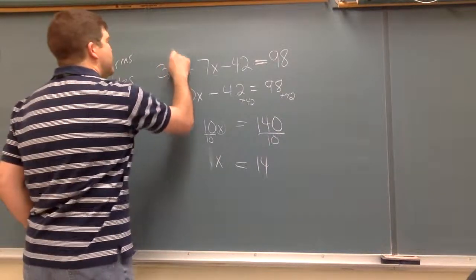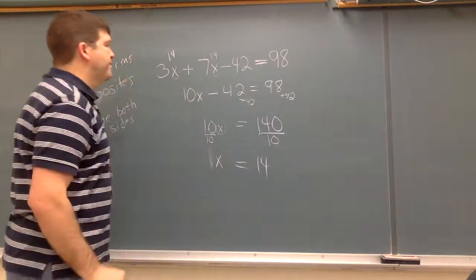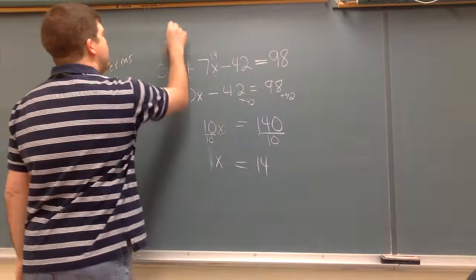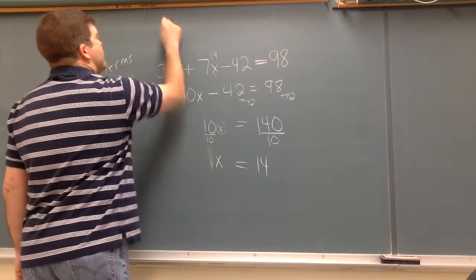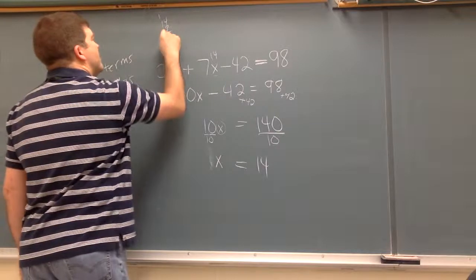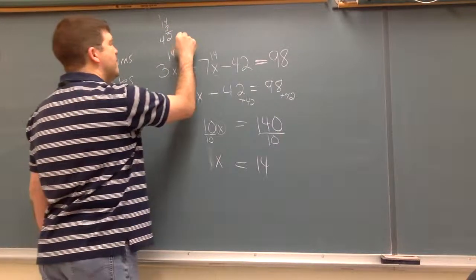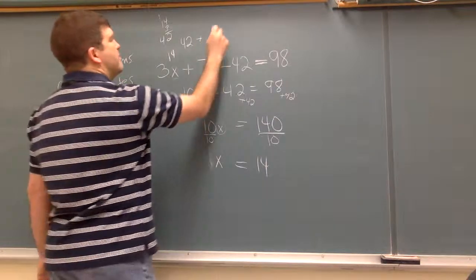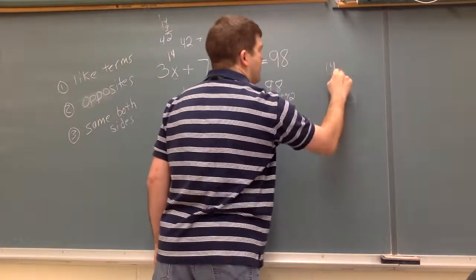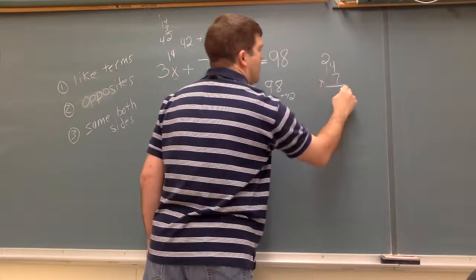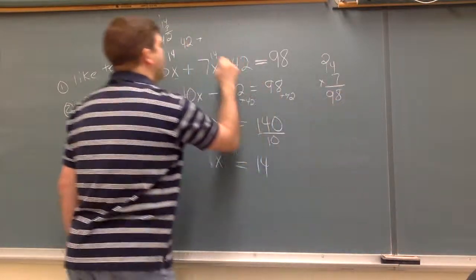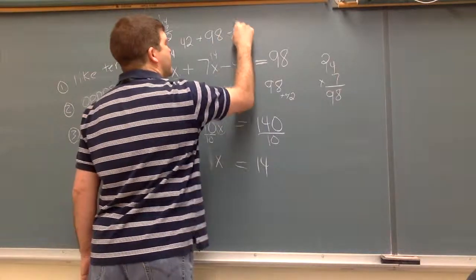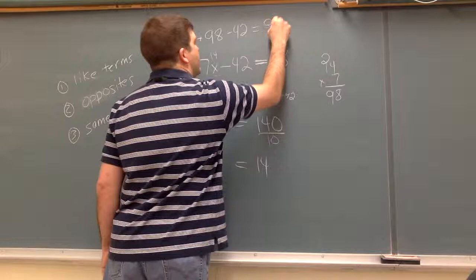Now, let's check. I'm going to put 14 here, and I'm going to put 14 here. We're getting a little bit bigger numbers. So 3 times 14, let's do that, 42. So this is 42 plus, let's do 7 times 14. I'm going to come over here, 14 times 7, 28, 70, 98. Then minus 42 equals 98.